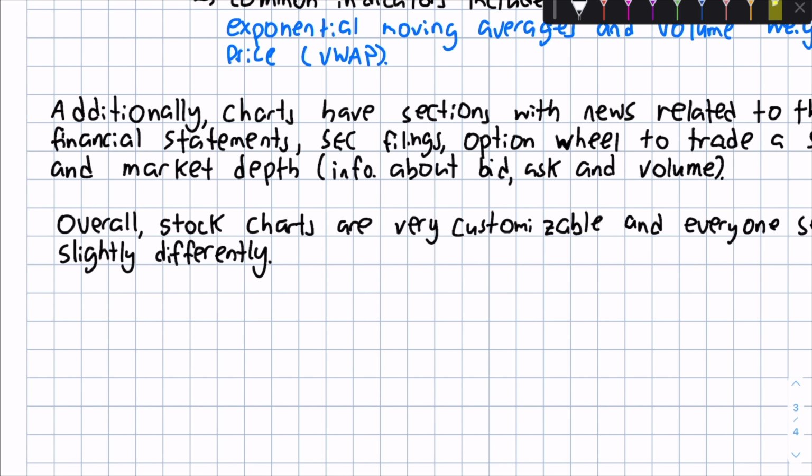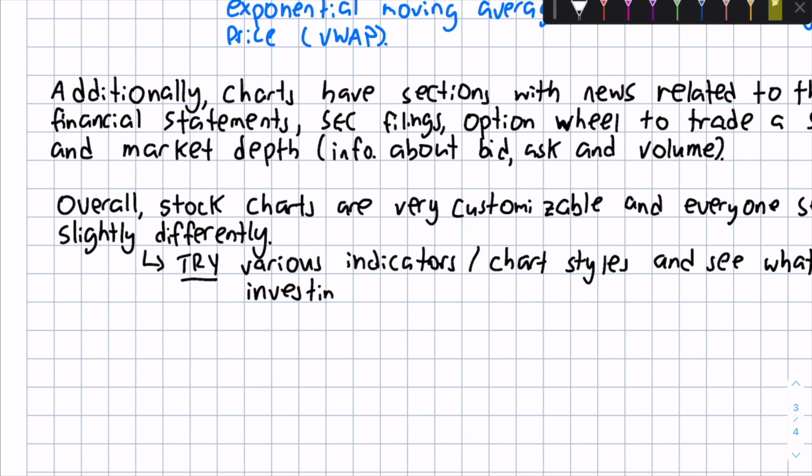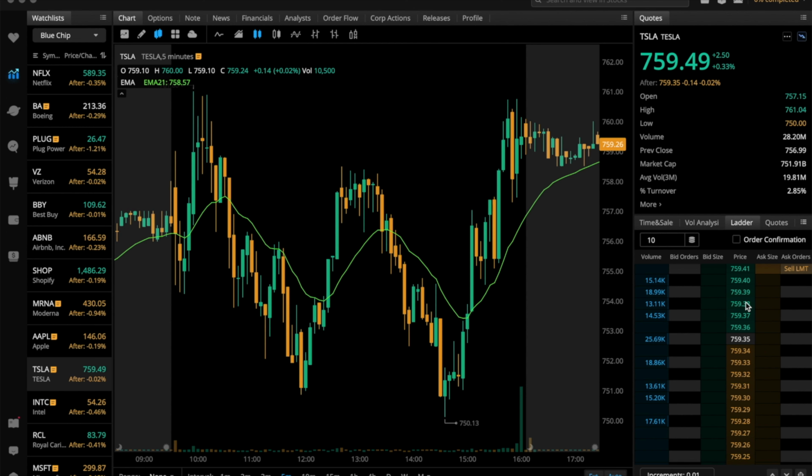So I advise you to try various indicators and chart styles that best fit for you, and see what best fits your investing and trading style, and go from there. And now a quick example. Tesla that I pulled up here, which is a pretty popular stock these days. And we can see this interface here on Webull.